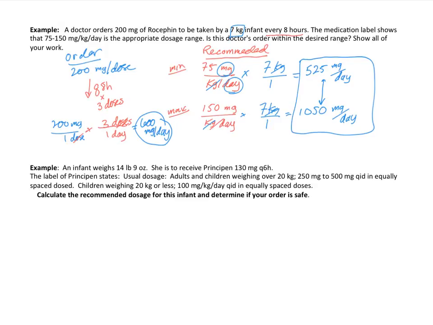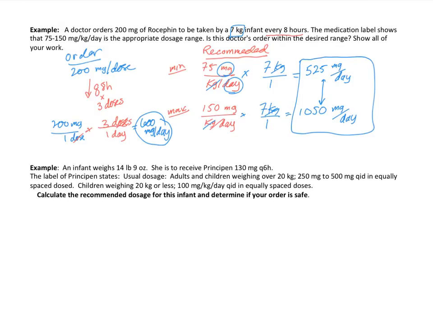For the next one, we have an infant weighing 14 pounds 9 ounces, and she is to receive Principin 130 milligrams every 6 hours. Here we're given a little bit more information. Adults and children weighing over 20 kilograms are given one particular dose, 250 to 500 milligrams, 4 times a day in equally spaced doses. Children weighing 20 kilograms or less need to be given 100 milligrams per kilogram per day in equally spaced doses, 4 times a day.